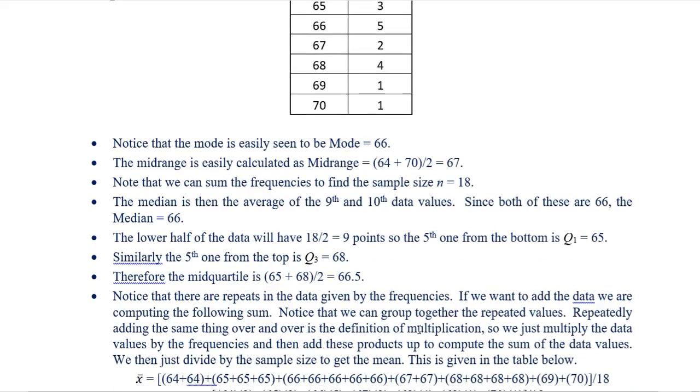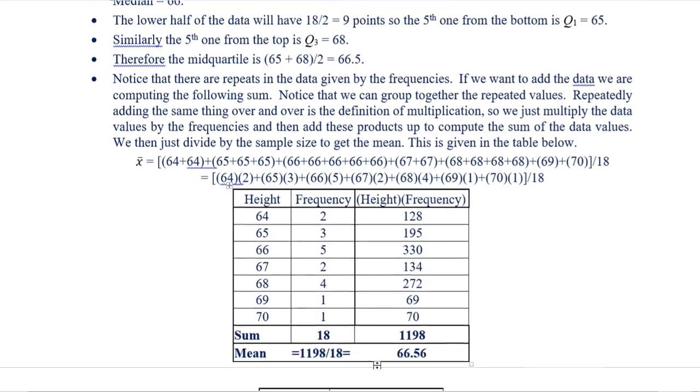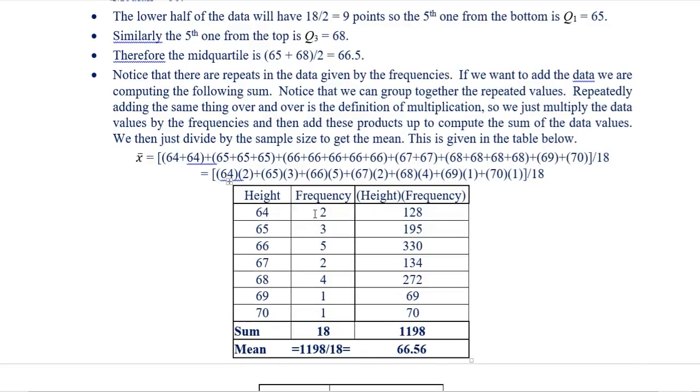Now, if we want to add the data values, you could do it like this: 64 plus 64 plus 65 plus 65 plus 65, and so forth like that. But of course, we can also do it this way. Just take each data value and multiply it by the frequency. So 64 times 2 is 128, 65 times 3 is 195, and then add up these height times frequencies to get the total. So that's going to be the total of 1198, and then of course divide that by the sum here of 18, and that gives you, there it is in fraction form, not reduced, and in decimal that works out to be approximately 66.56.